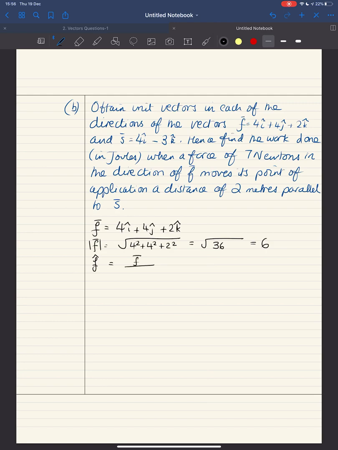Okay, and then the unit vector, and we use this symbol hat over the F there. So that's F divided by the modulus of F. So it's 4i plus 4j plus 2k divided by 6. We can divide top and bottom by 2, so it's 2i plus 2j plus k, all divided by 3. Okay, so that's the unit vector for F.